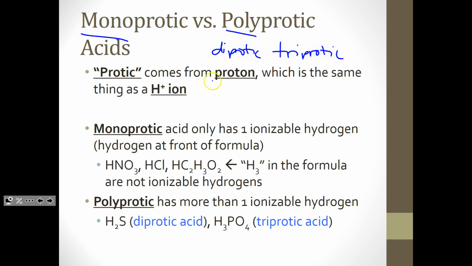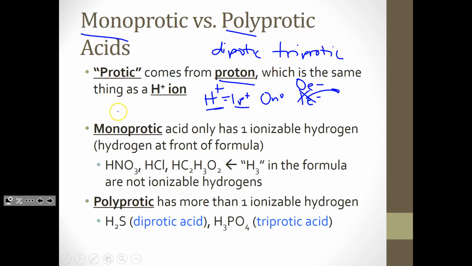Protic actually comes from the word proton, which is the same thing as a hydrogen ion. And you say, how is that? Why is that true? Well, think about it. What is a hydrogen atom? A hydrogen atom is something that has 1 proton, 0 neutrons, and 1 electron, if it's neutral. But if it becomes an ion, which means it's a positive charge, that electron goes away. And so really, you have 0 electrons now. So notice a hydrogen ion is the same thing as just saying 1 proton. So that's why we say proton is the same thing as a hydrogen ion.